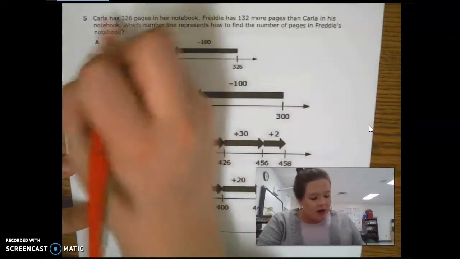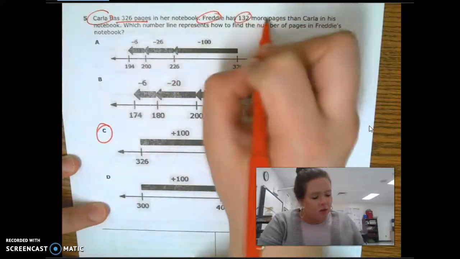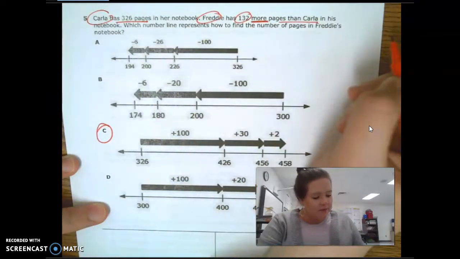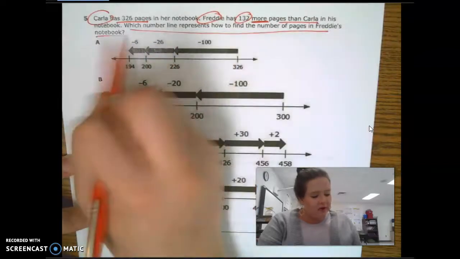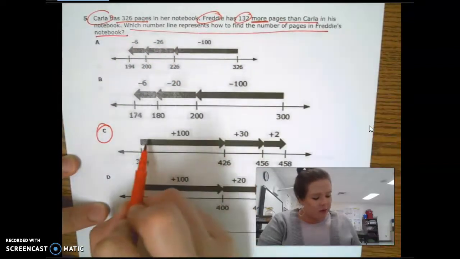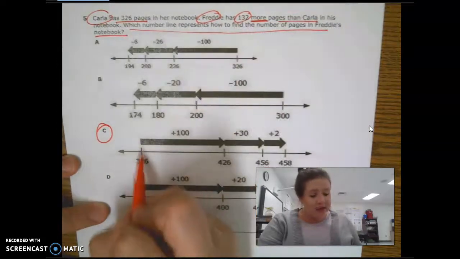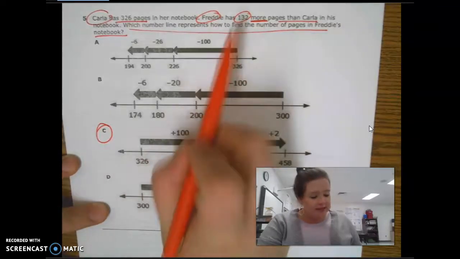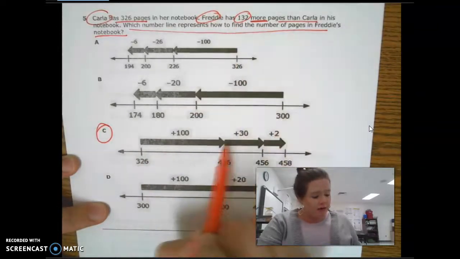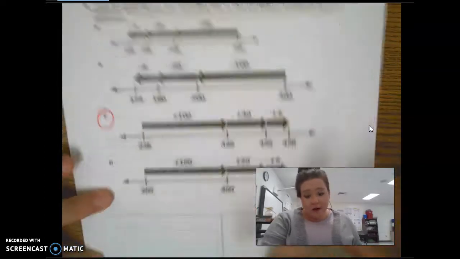Okay, Carla has 326 pages. Freddie has 132 more than Carla. Which number line represents how to find the number of pages in Freddie's? So they did 100 because he has 100. It starts at 326 plus 100, because he has 132 more, plus 30, plus 2. So that's how they worked out that problem.